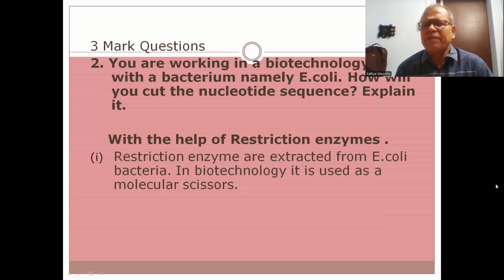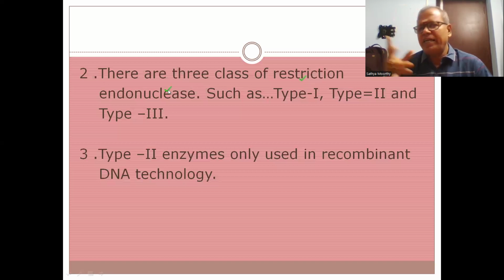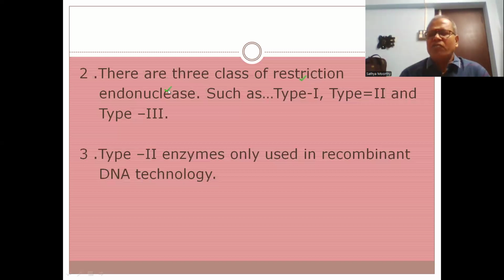I hope types of restriction enzymes, if you write, it is useful. There are three classes of restriction endonucleases, exonucleases and endonucleases. Restriction endonucleases can cut the DNA in the middle of the strand. Three types of restriction endonucleases are reported, namely type 1, type 2, and type 3. In our recombinant DNA technology, in genetic engineering, generally we use type 2 enzymes.